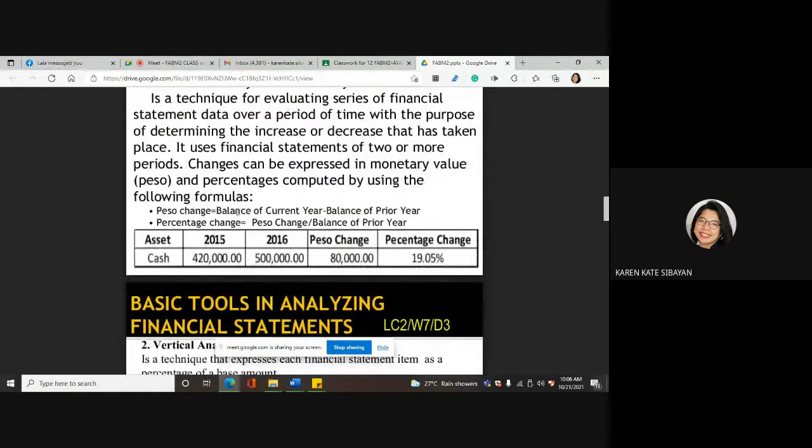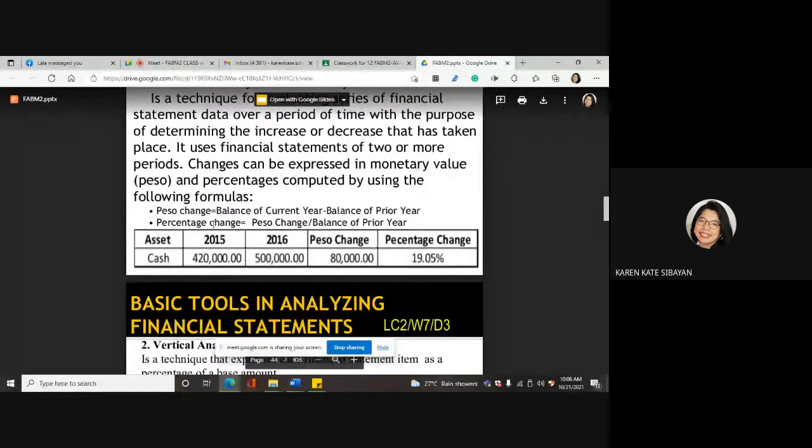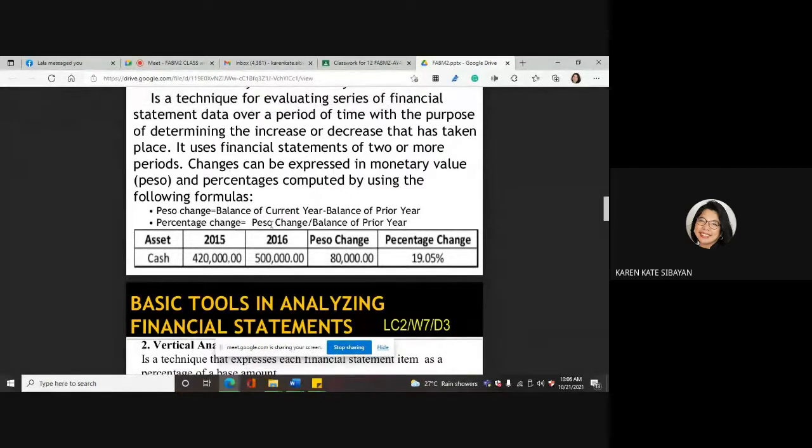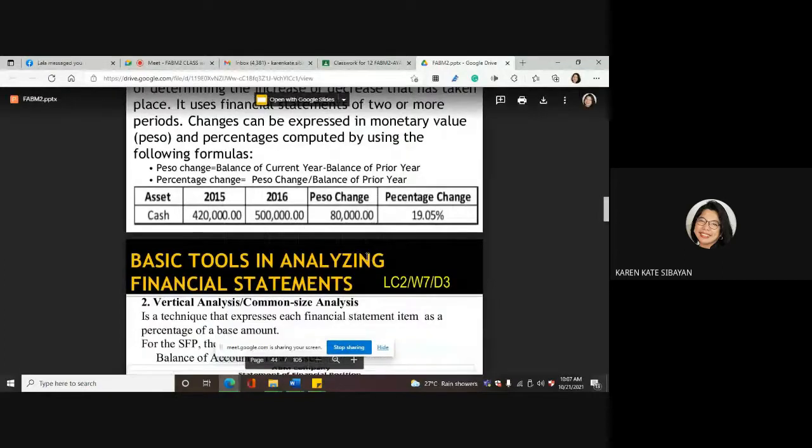So peso change, balance of current year minus balance of prior year. So sa percentage change naman, peso change divided by balance of prior year. So just parang nag-divide ka lang. Okay, times 100 percentage. So for example, you have the following data. On the year 2015, you have 420,000 pesos.